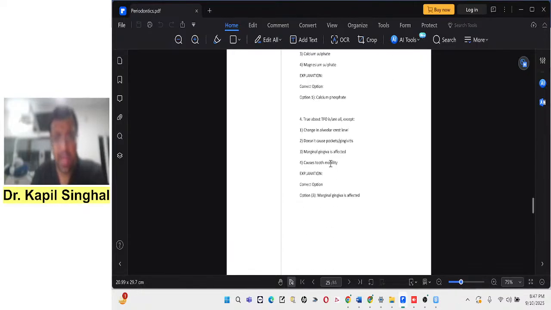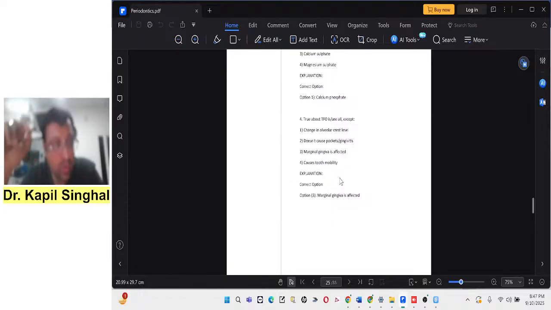True about TFO is all except. Number 1, change in alveolar crest levels, maybe because of crestal bone loss. Does not cause pockets and gingivitis. Very correct. Please remember, in TFO there are no pockets and gingivitis. Number 3, marginal gingiva is affected. Wrong, because the blood supply of marginal gingiva is good. Marginal gingiva is never affected. This is wrong. So the answer here would be 3.